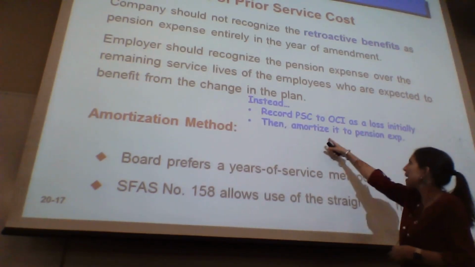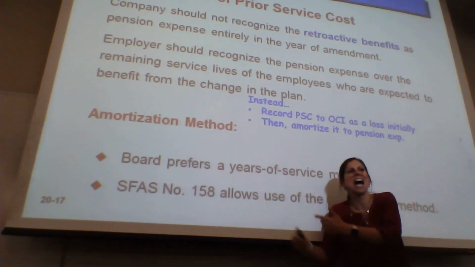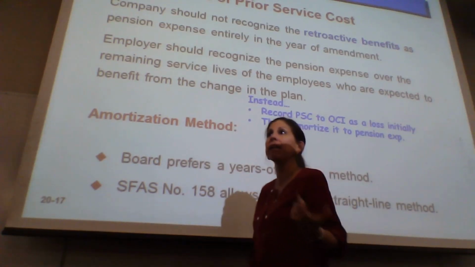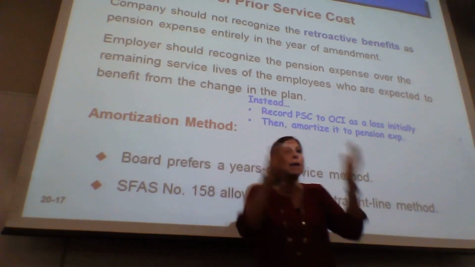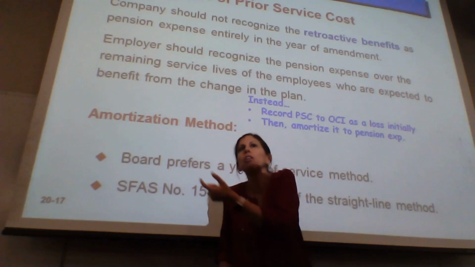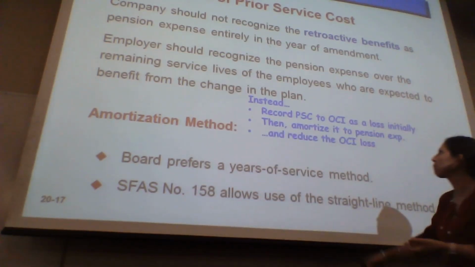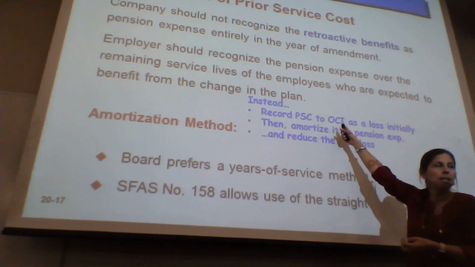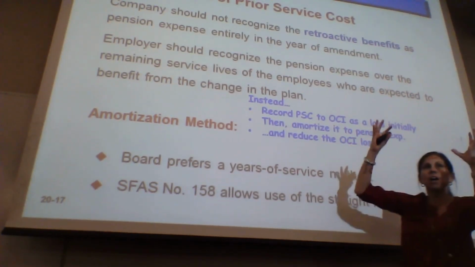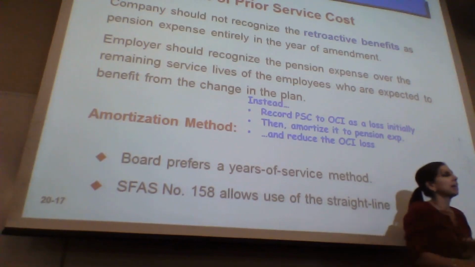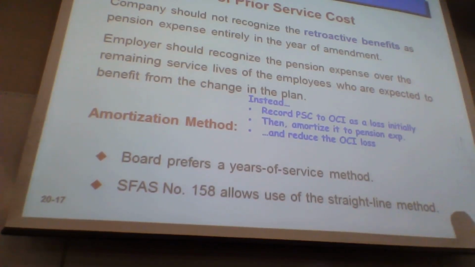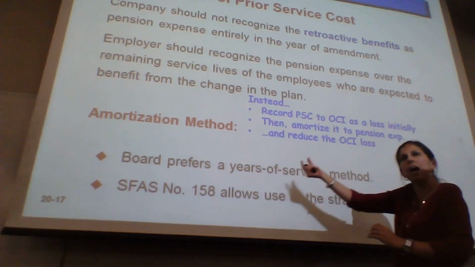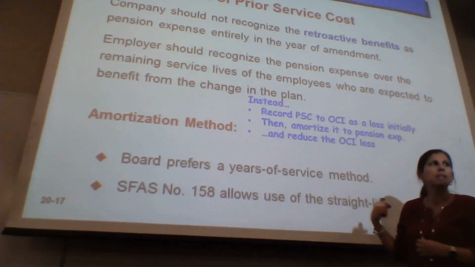Then amortize it to pension expense over time. So you are recognizing this charge, this cost that you're making with the plan amendment, but not all at once. You're doing it little by little over the years, and you're reducing that other comprehensive income loss. Okay, so you put the big loss to other comprehensive income initially, then you record it to pension expense a little by little over time, and the other side of that entry is reducing the loss in OCI.